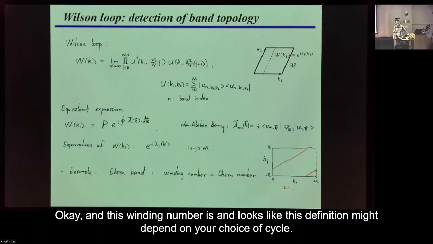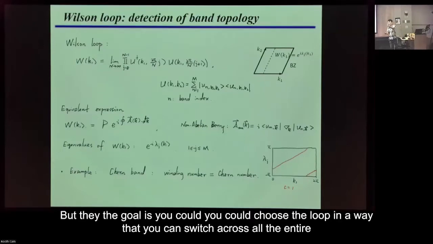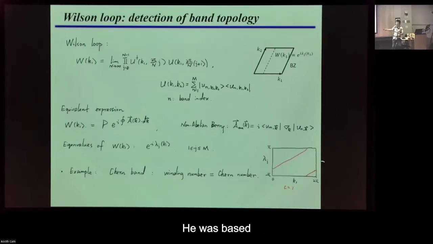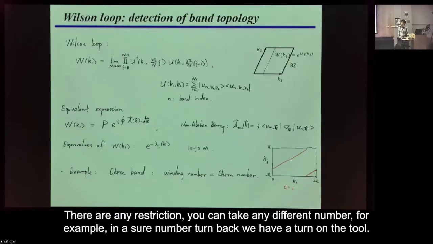It looks naively like this definition might depend on your choice of cycle on the torus. Is there a quick way to see why not? Yes, it depends on the cycle. This is just one way to define it. You can actually choose other ways. But the goal is you could choose the loop in a way that you can sweep across the entire Brillouin zone, then the winding number is a constant. Are there any restrictions for the winding numbers? Like, is it 2 pi or is 4 pi allowed, for example? It's certainly allowed. I don't think there are any restrictions. You can take any integer number. For example, in a Chern band case, the winding number is equal to the Chern number. So if you have a Chern number 2 band, it will wind 4 pi.